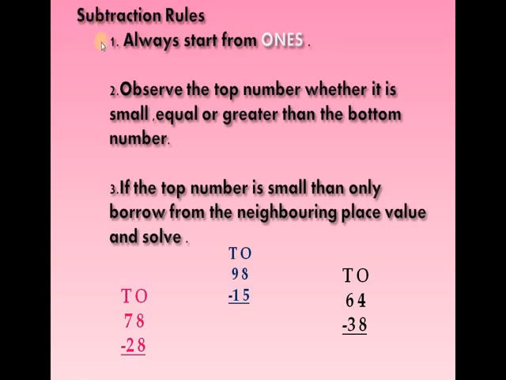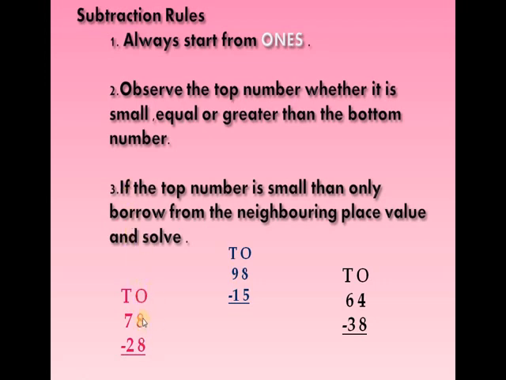understand some rules. The first rule is always start from ones. Always start from ones. That means if the sum is given, you have to always start from this place value, ones. Second thing what you need to do is observe the top number. Top number means this. Whether it is small, equal or greater than the bottom number. This is top number, this is bottom number, and we need to observe this top number whether this is small, equal or greater.